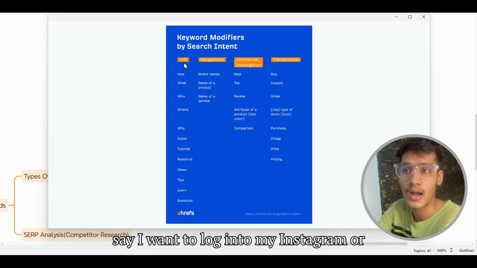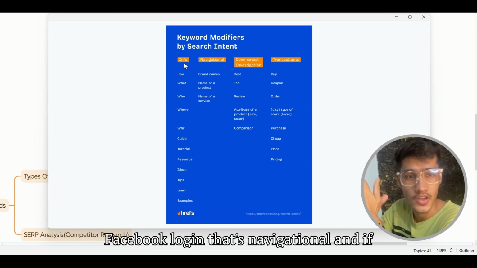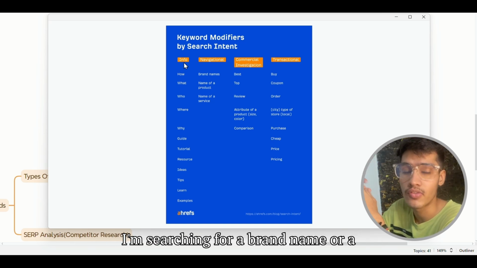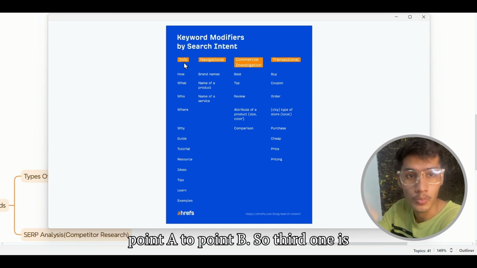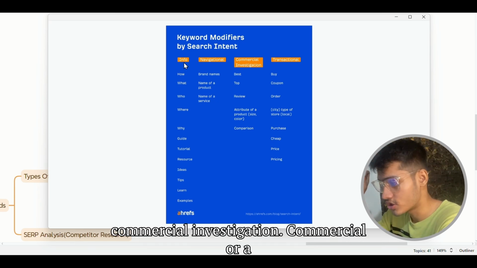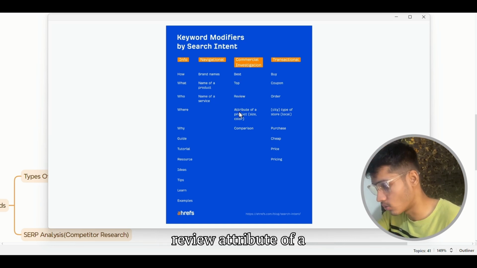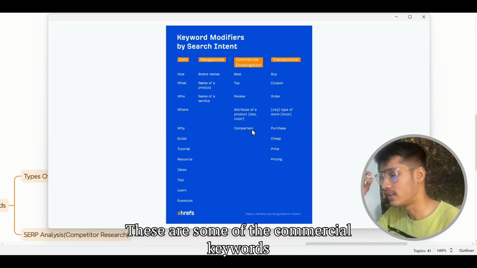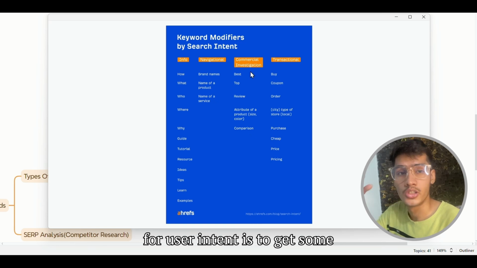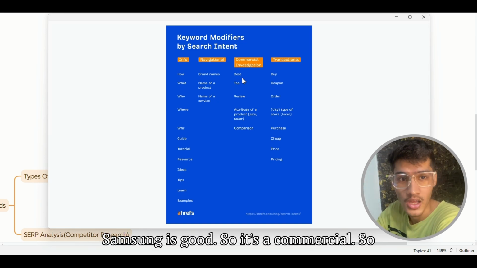The other is navigational. Navigational means, let's say I want to log into my Instagram or Facebook, so I just search for Facebook login. That's navigational. If I'm searching for a brand name or a product name, they are trying to get from point A to point B. The third one is commercial investigation. That is best, top, review, attribute of a product, size, color, or comparison. These are some of the commercial keywords. The user's intent is to get some info about that product, like a comparison, which one is good, iPhone or Samsung. So it's commercial.